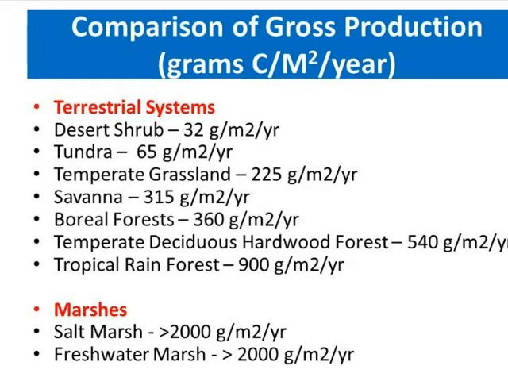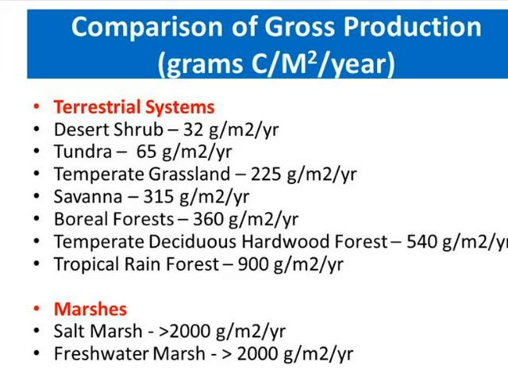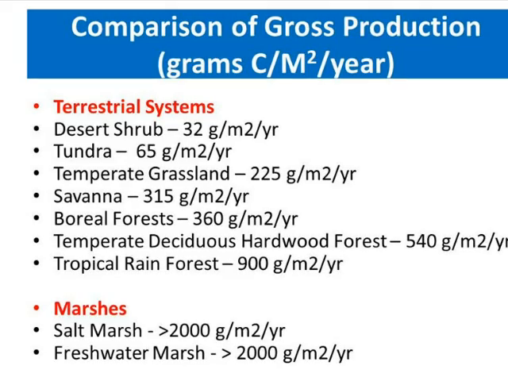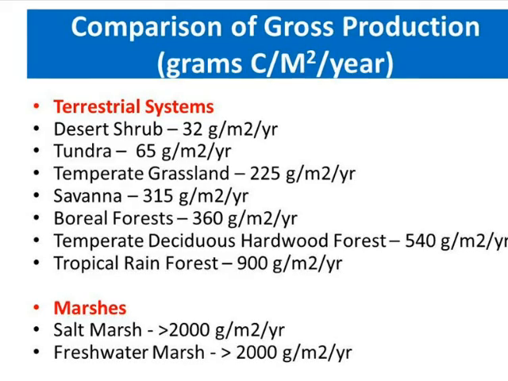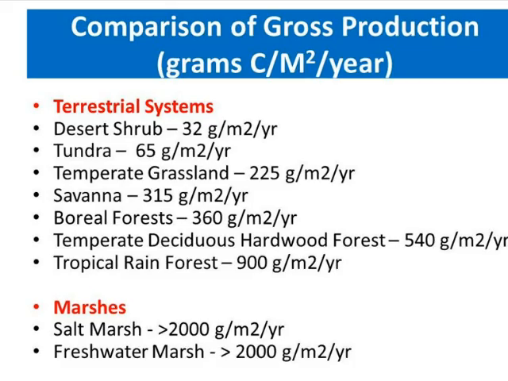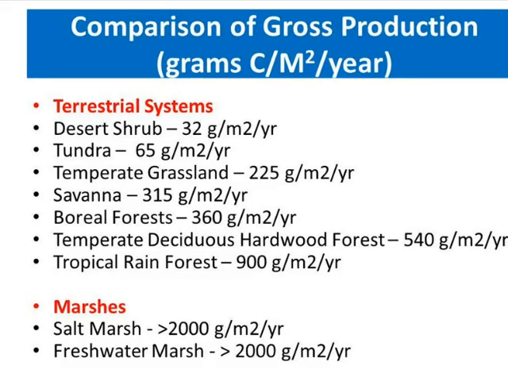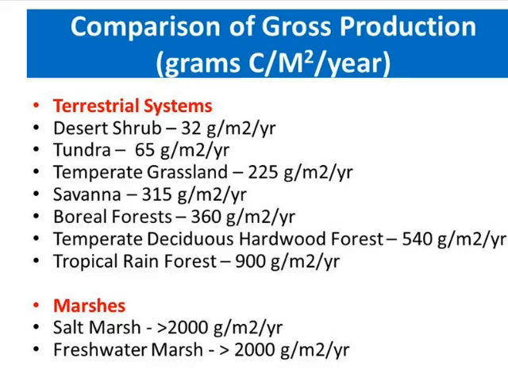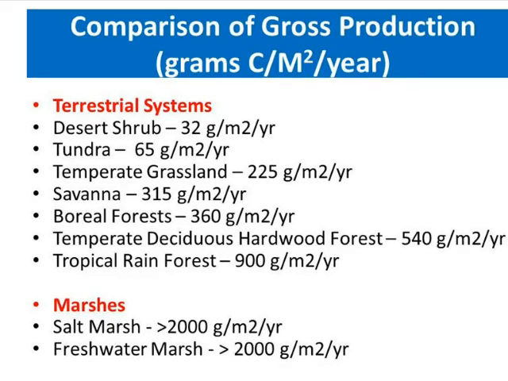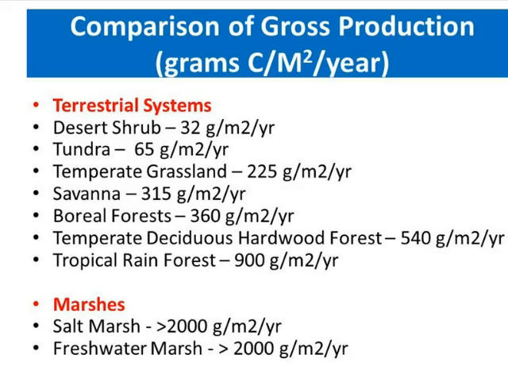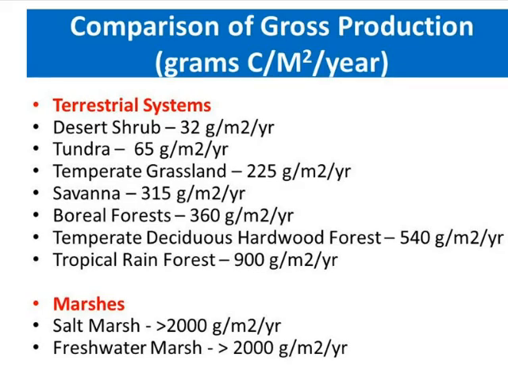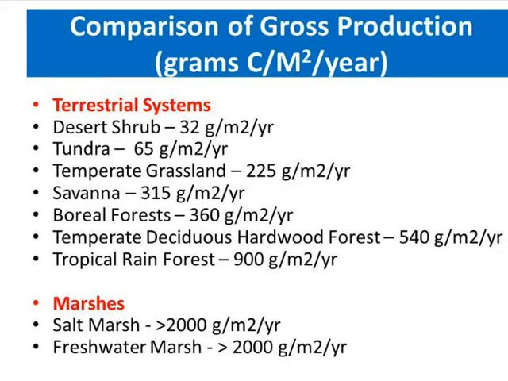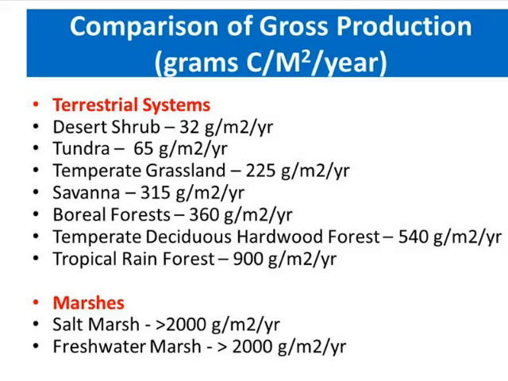And then finally, on the terrestrial side, our tropical rainforests produce about 900 grams of carbon per square meter per year. And again, the main reason the production is much higher than in a temperate deciduous hardwood forest is you have temperatures that sustain growth year-round in the tropical forest, whereas in the temperate and boreal forest, you have a limited growing season.